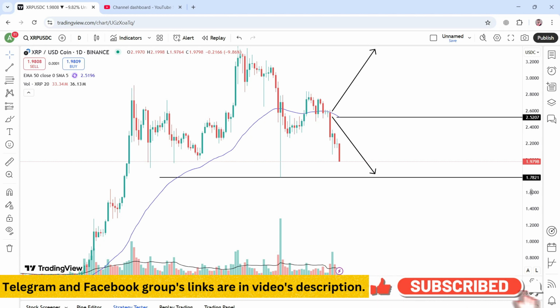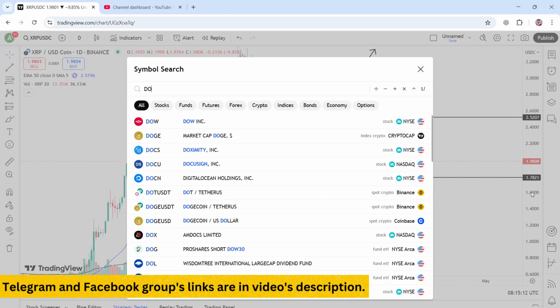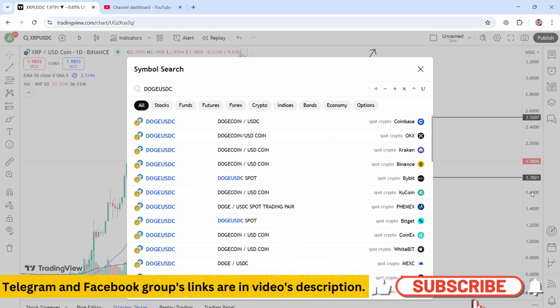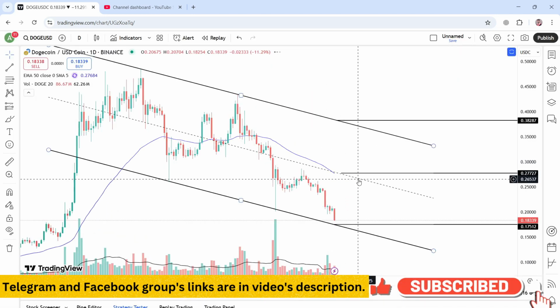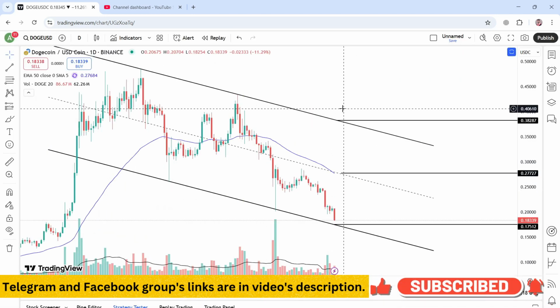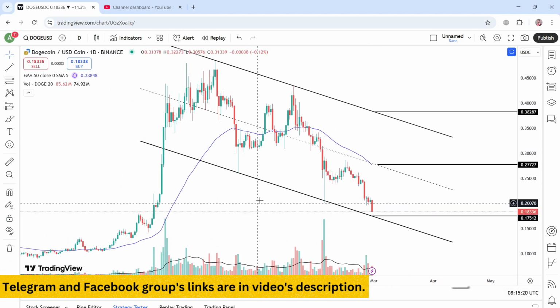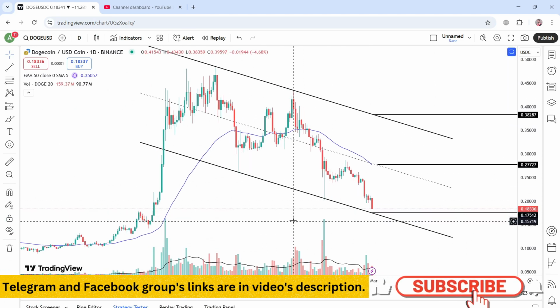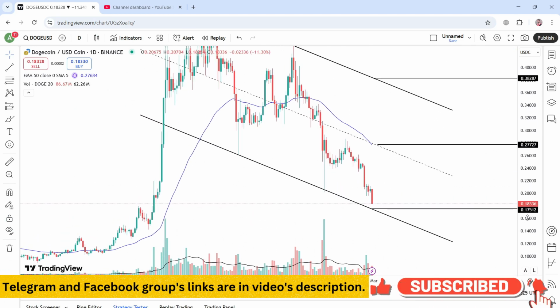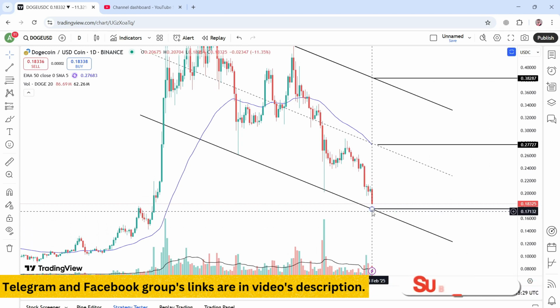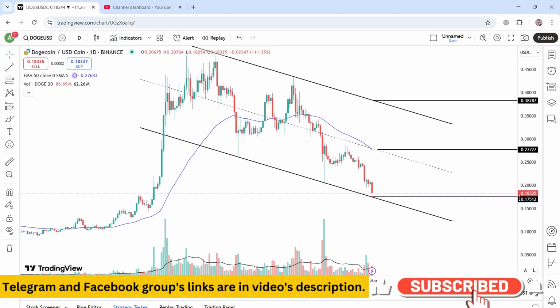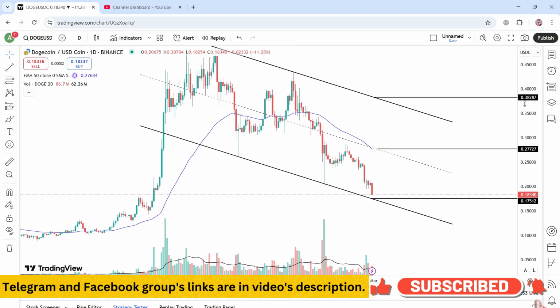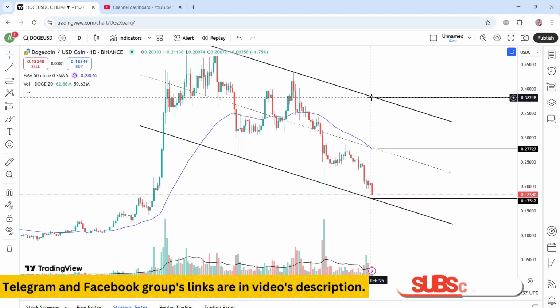The next coin is Dogecoin. If we look at the Dogecoin against the USDC on the 1 day time frame, currently it is consolidating in a falling channel formation, where the support of this channel formation is at 0.17512. That is the trend line support of this channel formation, and the resistance of this channel formation is 0.38287. That is the trend line resistance of this channel formation.